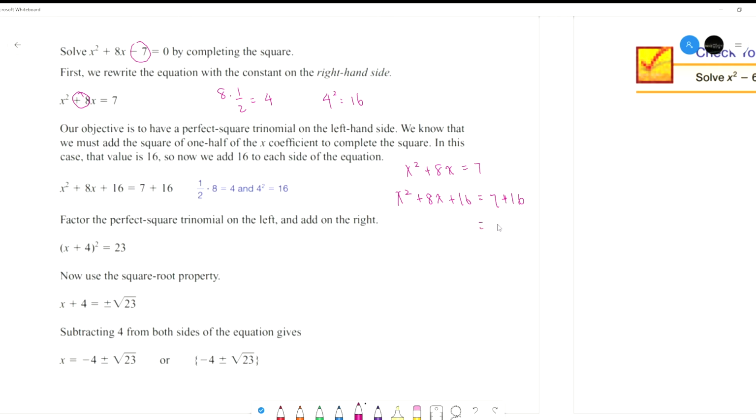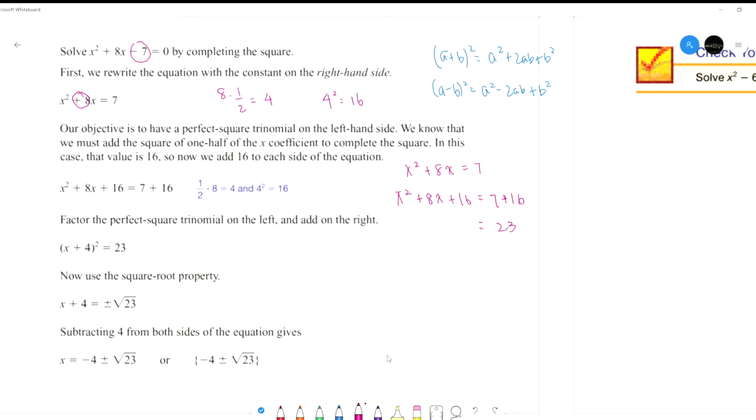Now the cool part is we just completed the square. This is now a perfect square trinomial. And remember how we were discussing a plus b squared is equal to a squared plus 2ab plus b squared. Same for a minus b squared is a squared minus 2ab plus b squared. So these are perfect square trinomials. So this is actually a binomial squared, which are these two formulas.